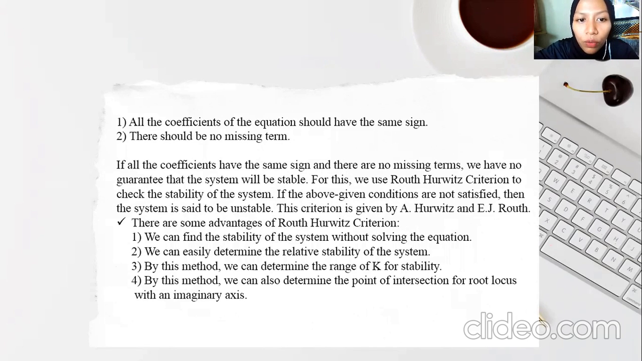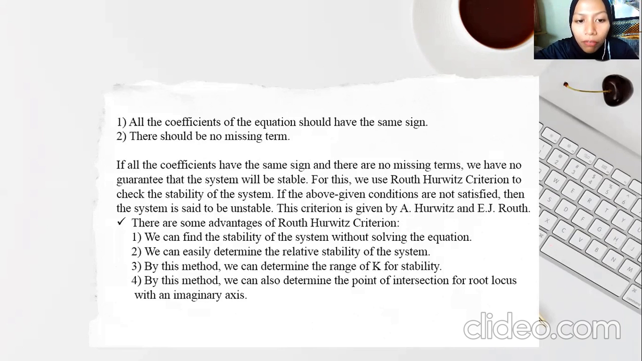If all the coefficients have the same sign and there are no missing terms, we have no guarantee that the system will be stable. For this, we use Routh-Hurwitz criterion to check the stability of the system. If the above given conditions are not satisfied, then the system is said to be unstable. This criterion is given by A. Hurwitz and E.J. Routh.